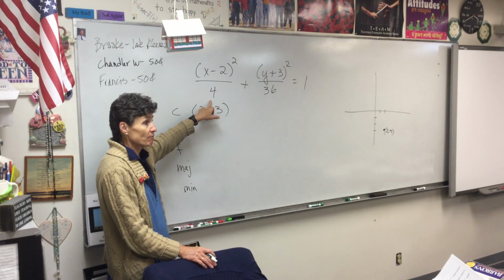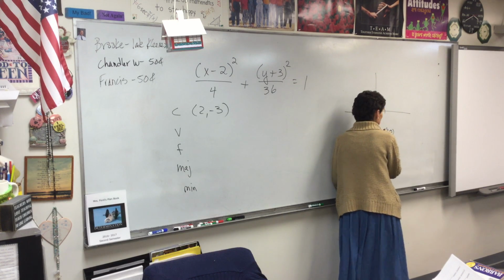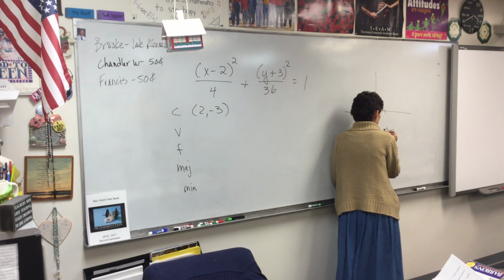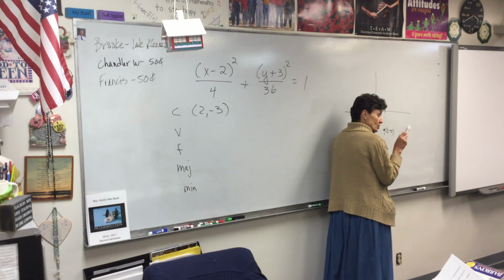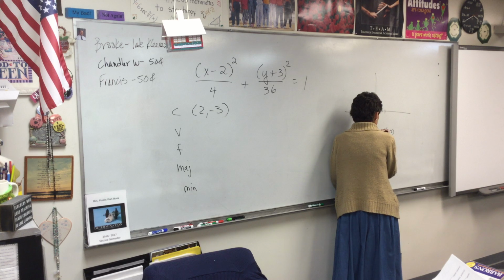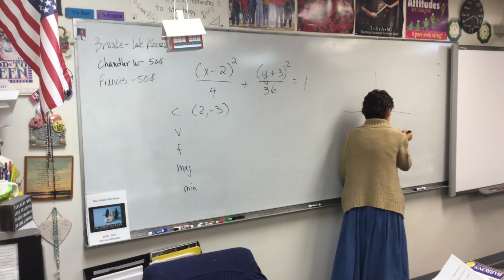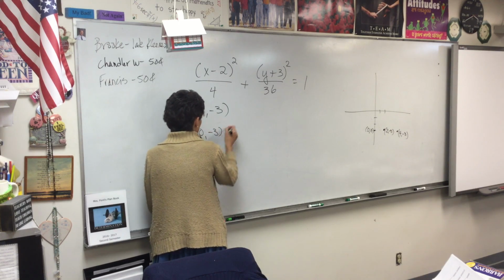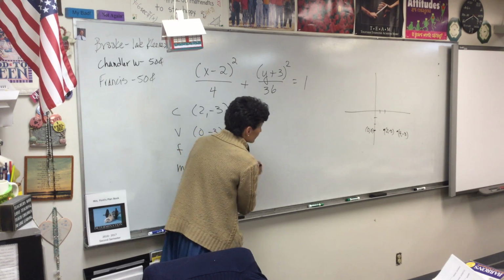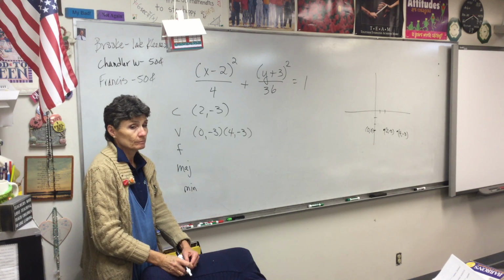So that number is a 4, which tells me I'm going to start at this point right here, and I'm going to move how far? 2. The square root, just like the radius, the square root. So you move 2 this way, and 2 this way. So there are 2 of my vertices, 0, negative 3, and 4, negative 3. There's 2 of them. Now, how am I going to get the other 2?